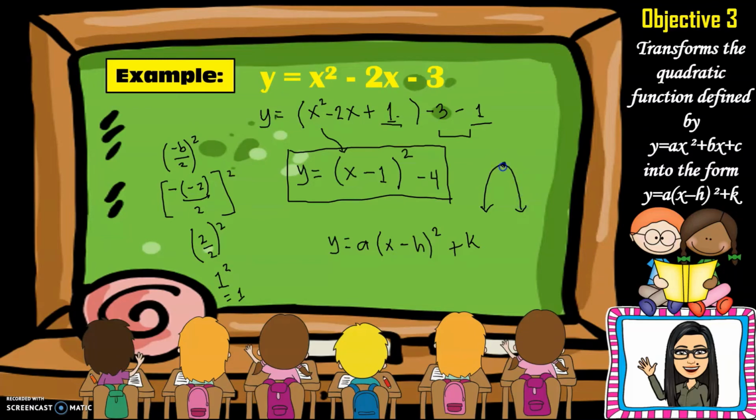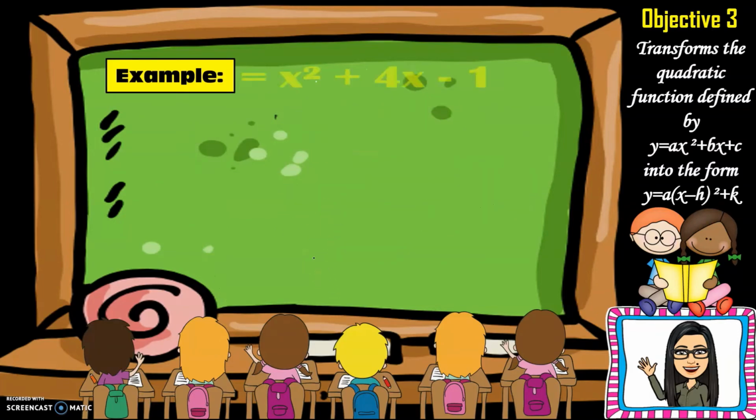So, it's either the highest point or the lowest point. If the given parabola opens upward, it is the lowest point. Nakuha? So again, na-transform na natin this given function into a vertex form. So eto na po siya. So we're done with our first example. So let's now proceed with our next example.